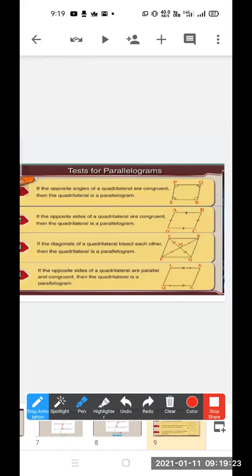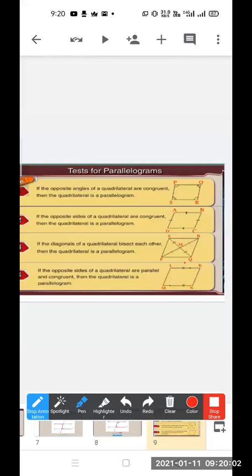Next, the third property is: if the diagonals of a quadrilateral bisect each other, then the quadrilateral is a parallelogram. So here in this figure, quadrilateral PQRS, PR is a diagonal and QS is a diagonal. If they bisect each other and are intersecting at point M, this is diagonal PR and SQ, they are intersecting at point M.